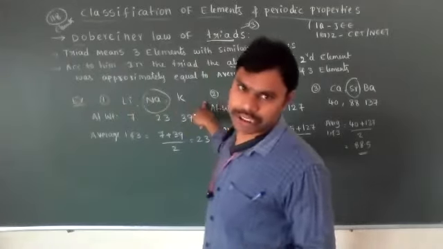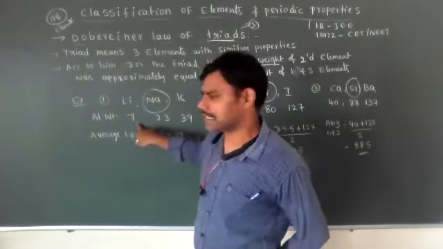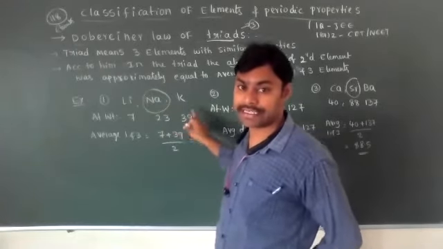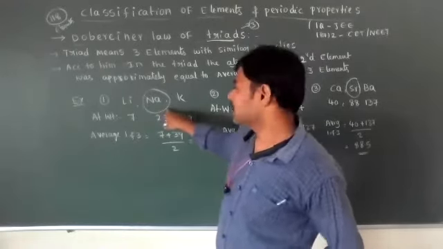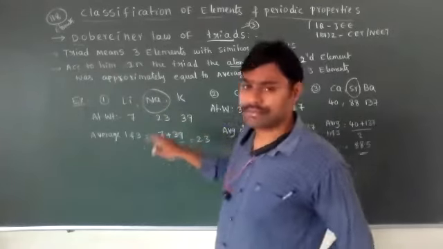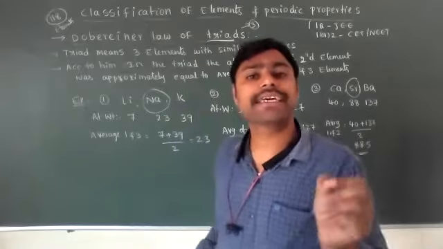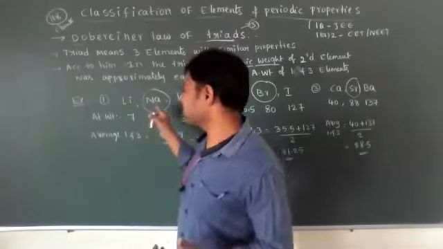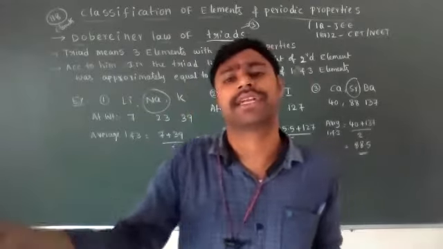Lithium, sodium, potassium. You can observe that lithium's atomic weight is 7 and potassium's atomic weight is 39. The average of 7 and 39 is 23, which is exactly equal to the sodium atomic weight. That's why lithium, sodium, potassium is a Dobereiner triad. So what type of questions are asked from this? Among the following, which is a Dobereiner triad?